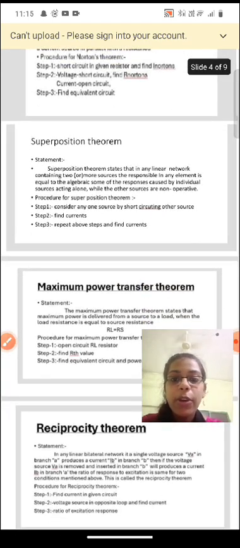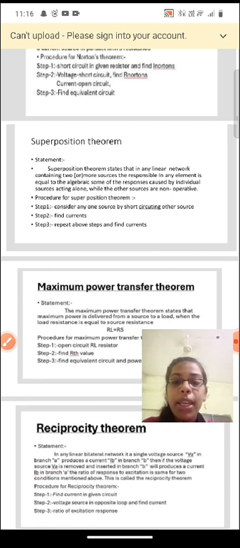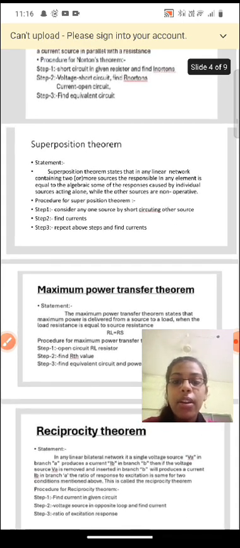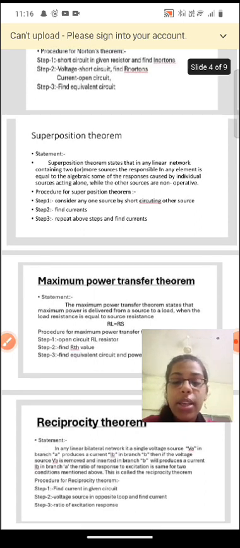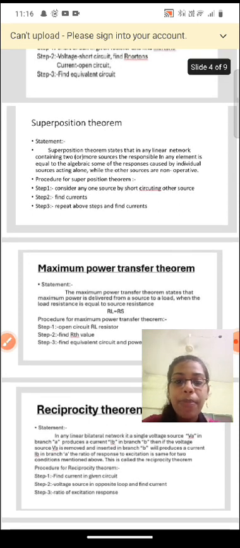Next one, superposition theorem. The superposition theorem states that in any linear network containing two or more sources, the response in any element is equal to the algebraic sum of the responses caused by individual sources acting alone while the other sources are non-operative. It has three steps for the superposition theorem. Step 1, consider any one source by short circuiting the other sources. Step 2, find current. Step 3, repeat the above step and find current.